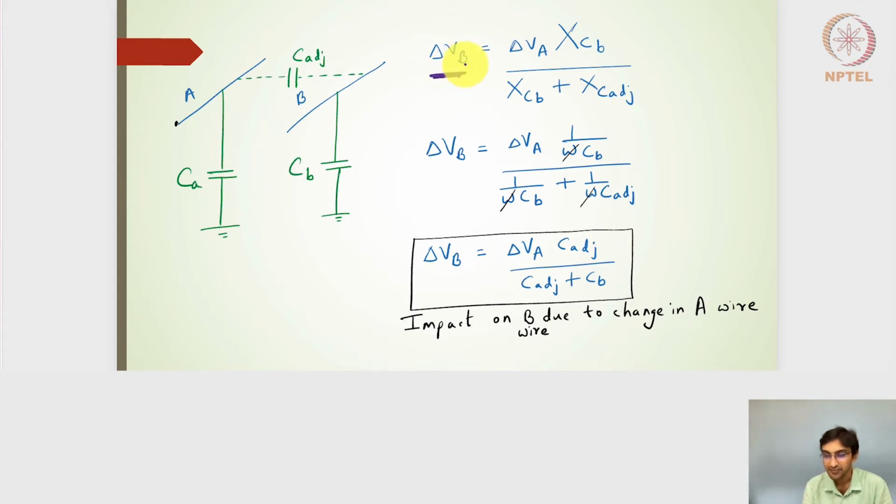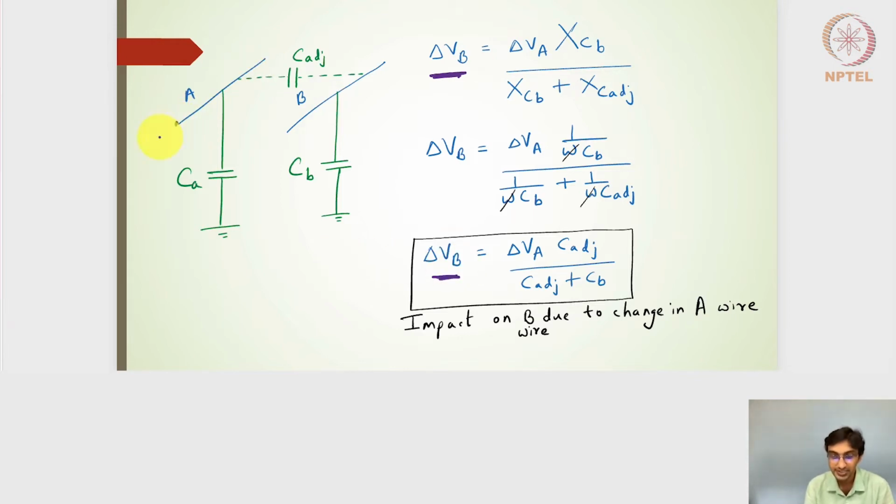So this is what we will have. Delta VB will be nothing but the voltage divider. X represents the impedance of the capacitance. So we will eventually get delta VB, the change in the wire B due to the change in the wire A. The change in the wire A is intentional. The change in the wire B is unintentional, right? That is not expected and that is something unwanted.